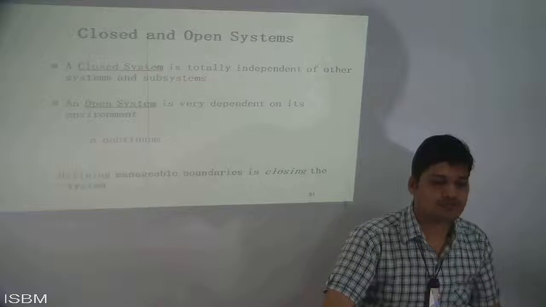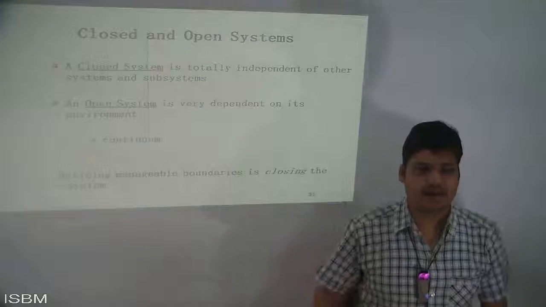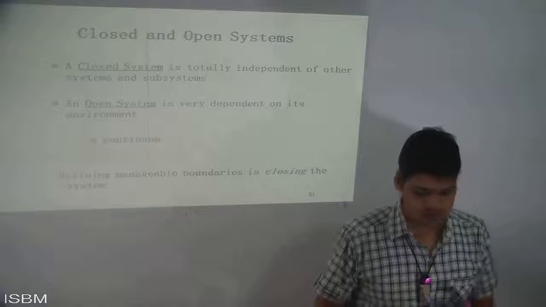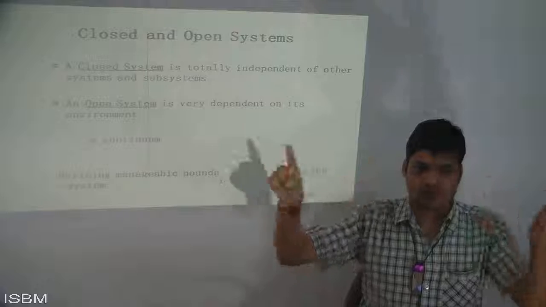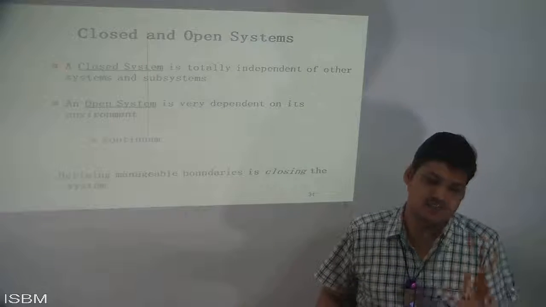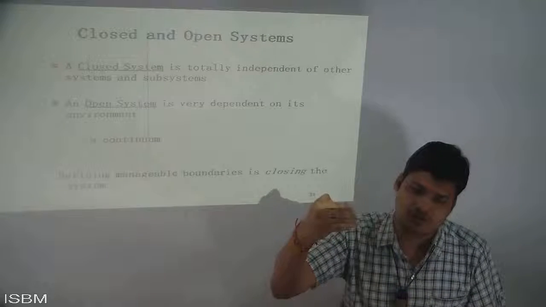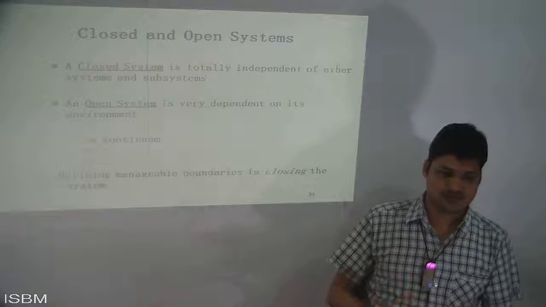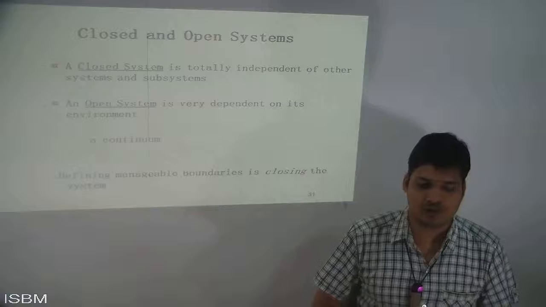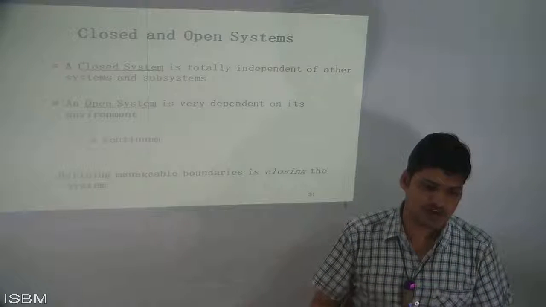Closed and open system. What exactly is a closed system? A closed system is totally independent of other systems or subsystems. It depends only on itself or its own subsystems. The open system, on the other hand, is very dependent on its own environment.